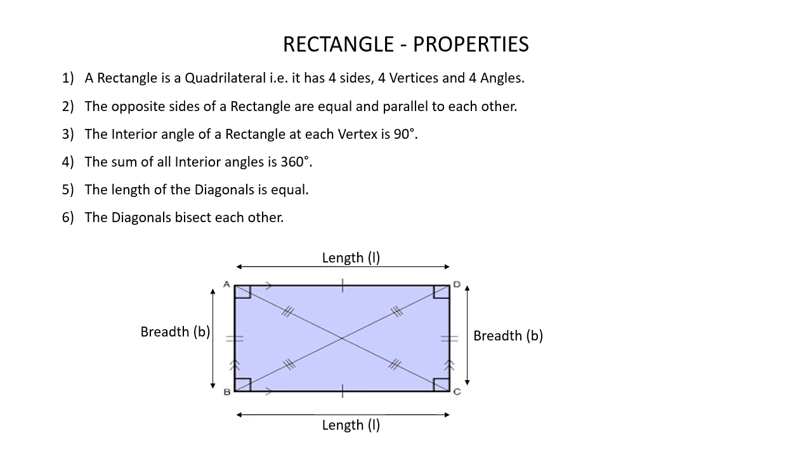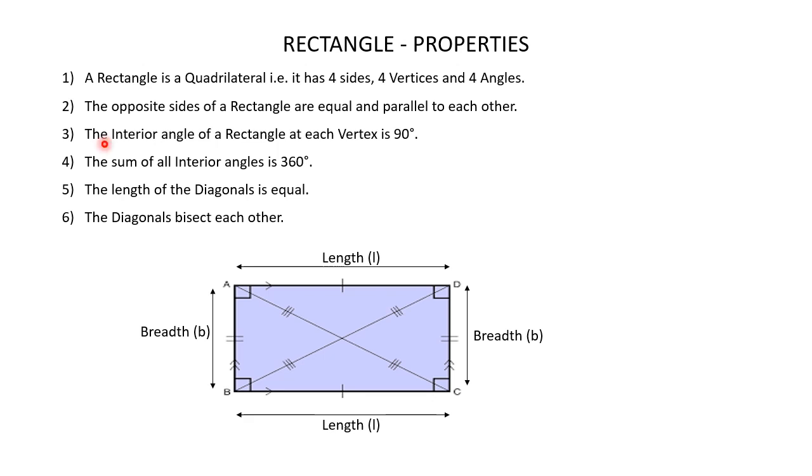The opposite sides of a rectangle are equal and parallel to each other. This means AD is equal and parallel to BC. Similarly, AB is equal and parallel to CD.